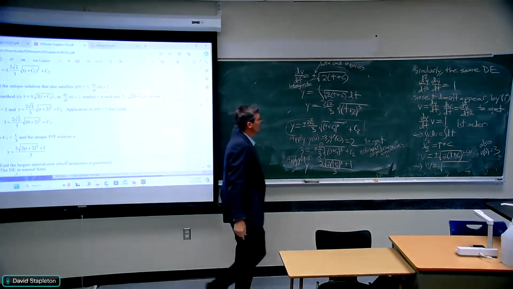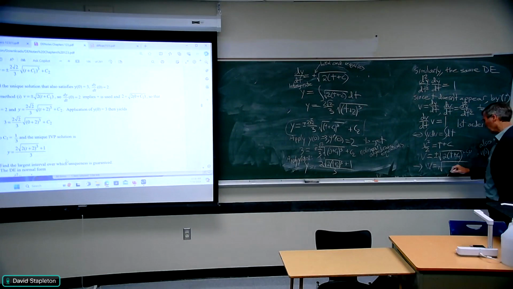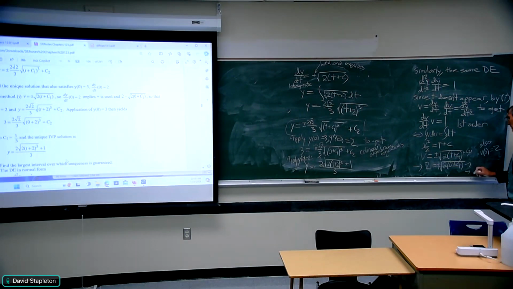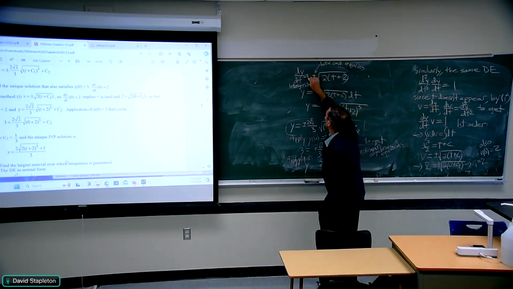Okay, so we have this for v, and then we apply v of 0 equals 2, which was the initial condition. That says that 2 equals the square root, after you choose the plus sign, of twice 0 plus c1. Well, in order for this square root to equal 2, that says c1 equals 2. There's no c2 here because this is just one integration. And now that means that v is this.